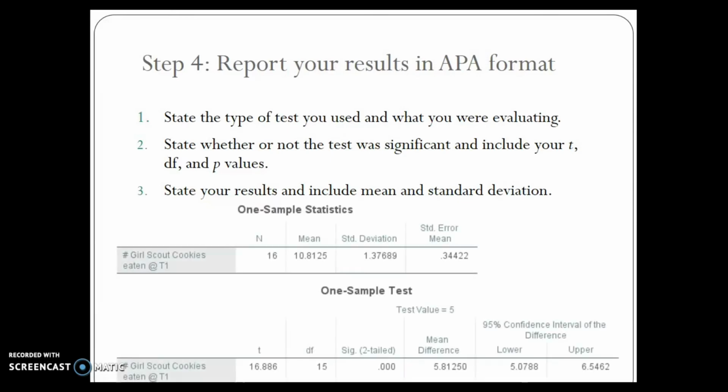So I'll pull up here our results that we just got in SPSS, and we see here that we have our one sample t-test, so that's in number 1 above, state the type of test you're going to use. We have our t-statistic, our degrees of freedom, and our p-value.